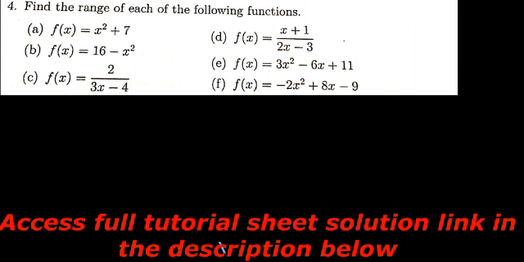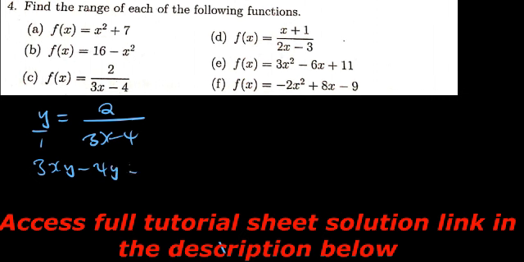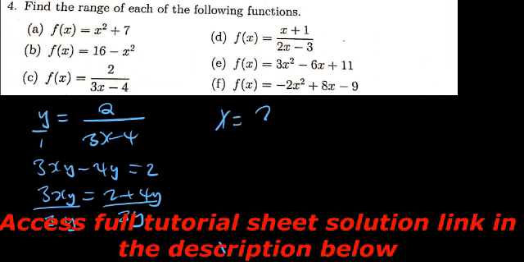The inverse of the function is going to be, we replace f of x with y, 2 over 3x minus 4. Let's make x the subject of the formula. 3xy minus 4y is equal to 2. What else? 3xy is equal to 2 plus 4y. I'll divide both sides by 3y. Therefore x is equal to 2 plus 4y divided by 3y.